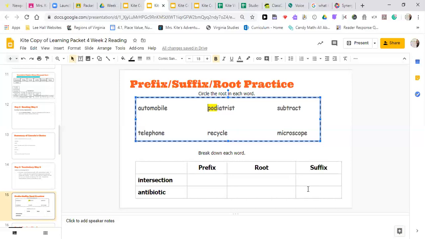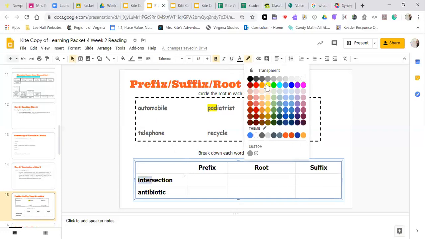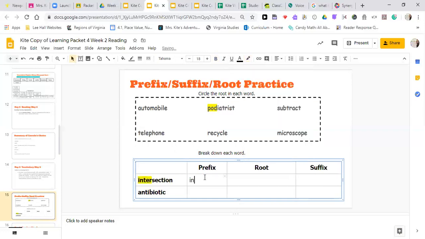So I see right away a prefix that I recognize, and that prefix I recognize is INTER. Inter means between. So I'm going to highlight that and I'm going to write that there because I recognize that. And right away, I see the suffix TION. So I'm going to write that down, TION, and that makes my root SEC, which I think it's actually SECT, intersection. So this is my prefix, my root, and my suffix.